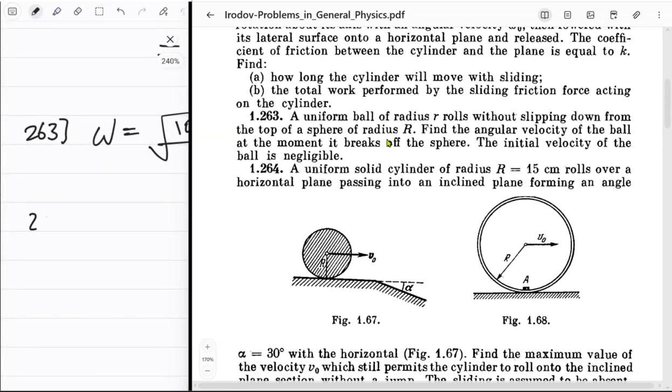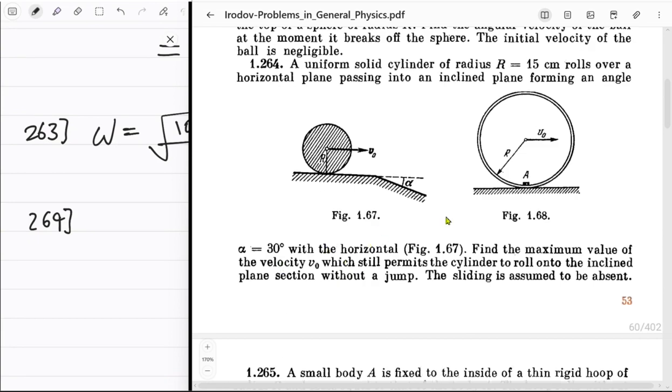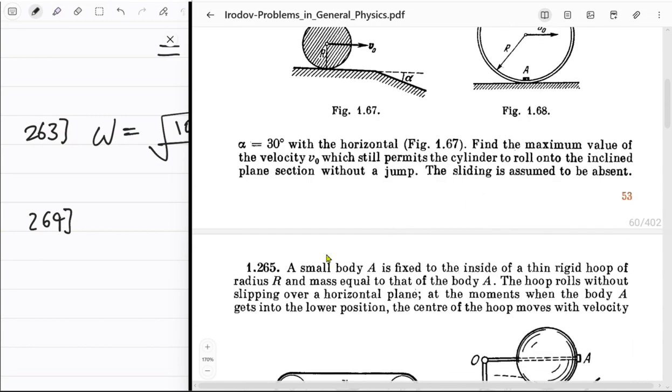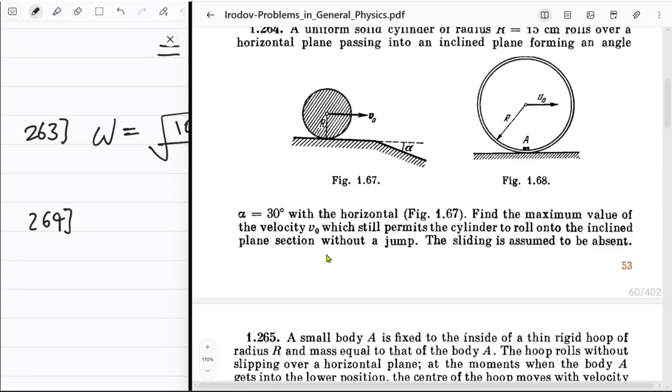All right, 264. A uniform solid sphere of radius r rolls over a horizontal plane passing into an inclined plane forming an angle alpha 30 degree with the horizontal. Okay, like this. Find the maximum value of the velocity v naught, which still permits the cylinder to roll into the inclined plane section without a jump. Without a jump. Okay. The sliding is assumed to be absent. Huh. Without jump.